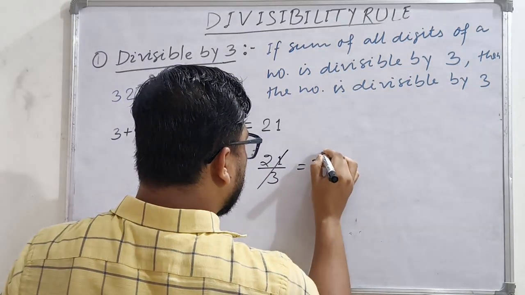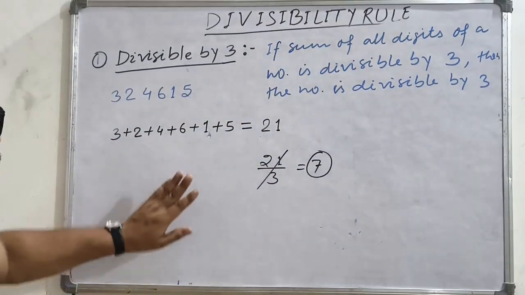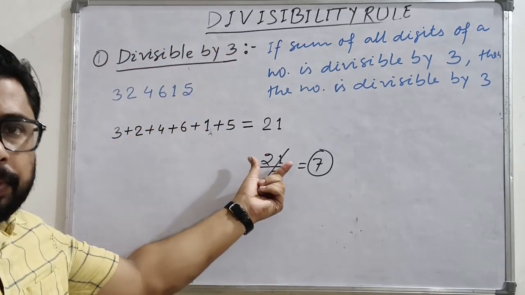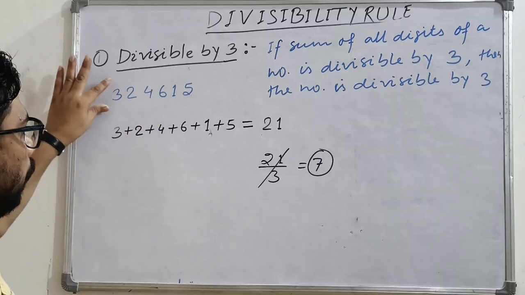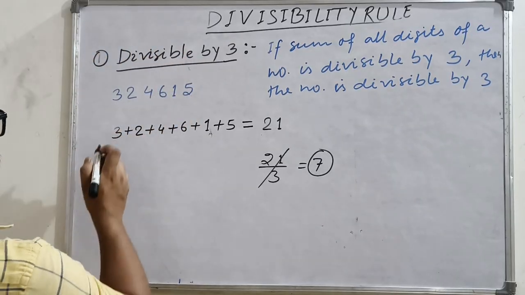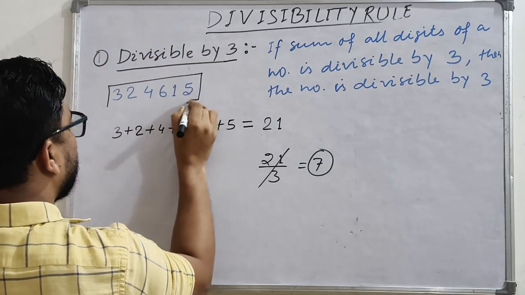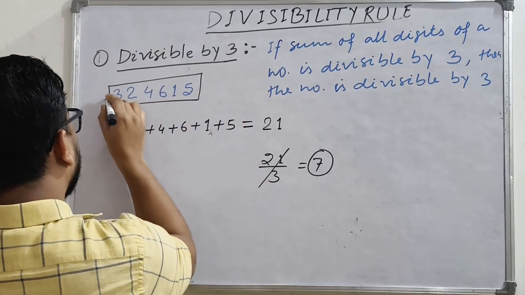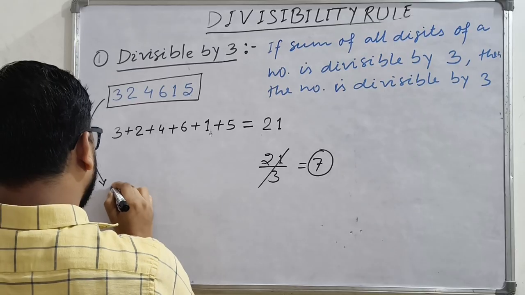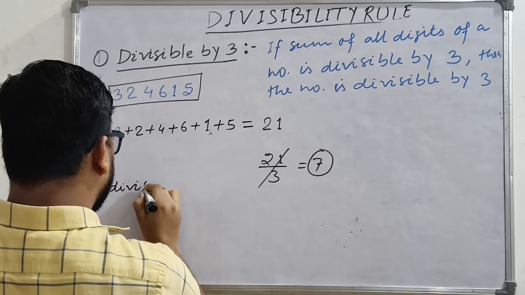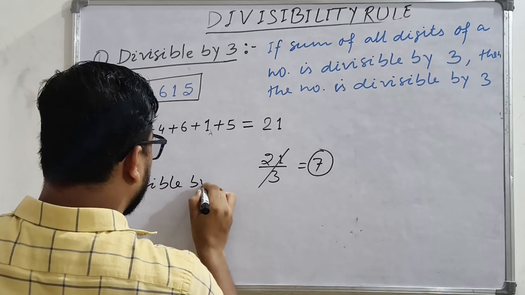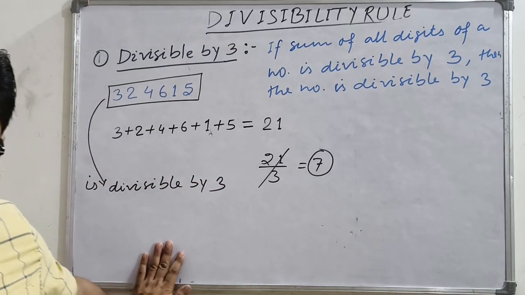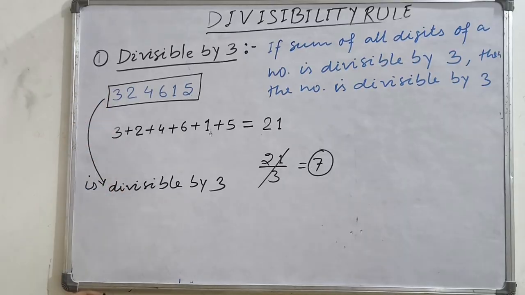3 sevens are 21. Okay. Now, if the sum of all digits of a number is divisible by 3, then the whole number is divisible by 3. Understand? Okay. One more example here.